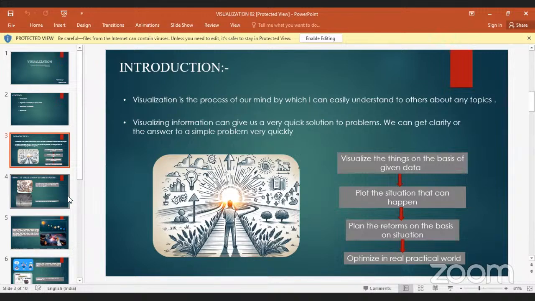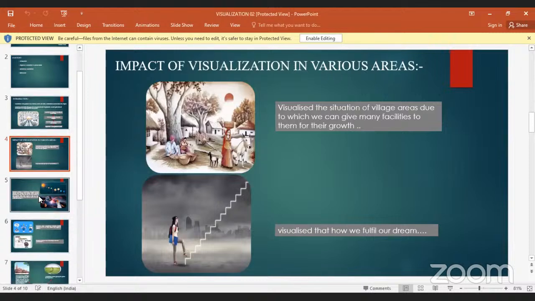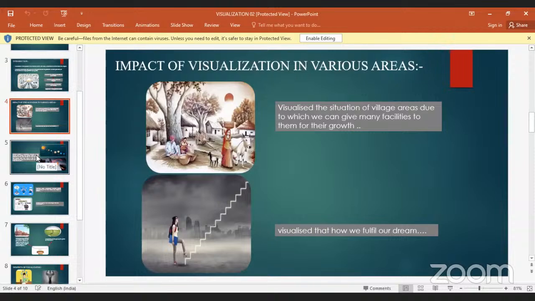We can represent this in front of all the persons by which they can understand any topic in a better way. So this is the introduction of visualization. And moving to the second slide, in this I included the impact of visualization in various areas.